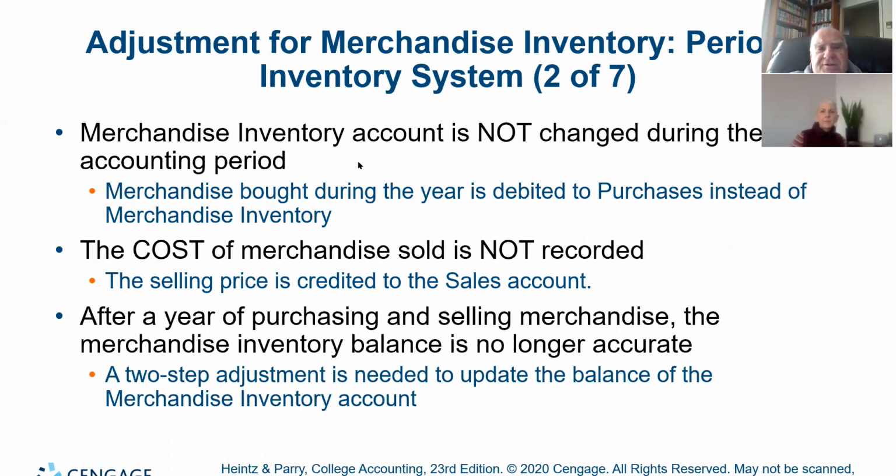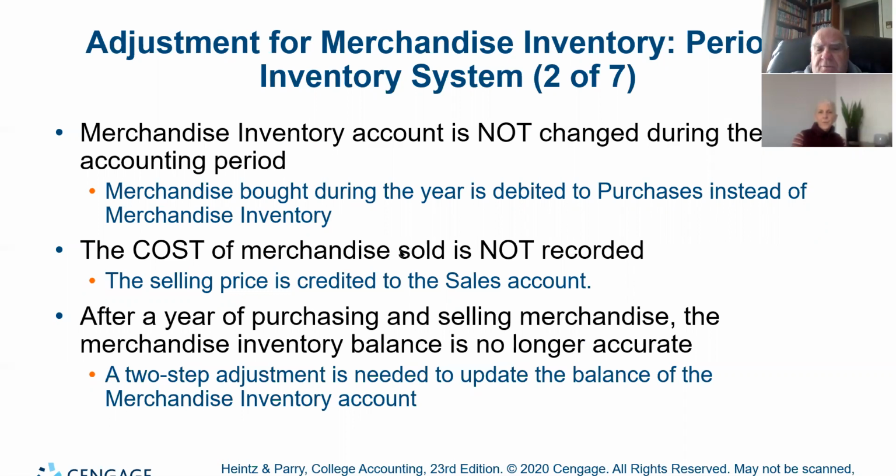The merchandise inventory account is not changed during the year because we are debiting purchases all the time. And it's only at the end of the month when we count it that we come up with the new inventory balance. So under the periodic system, Lori and everybody, the balance in your merchandise inventory account is what you counted the month before, okay? So merchandise inventory, not changed. We count the inventory to get the new number.